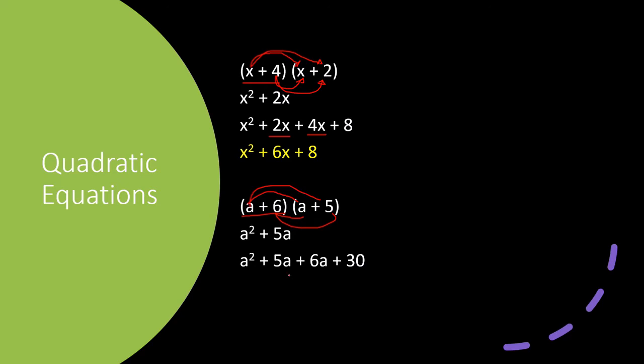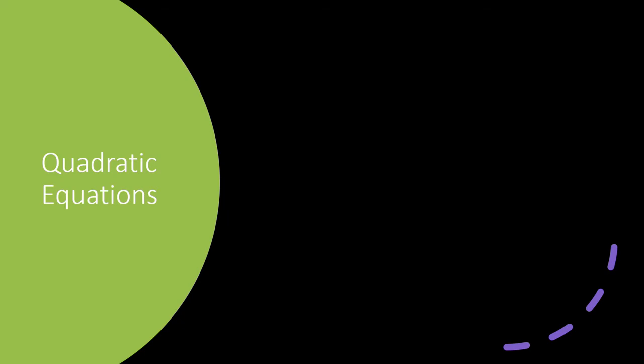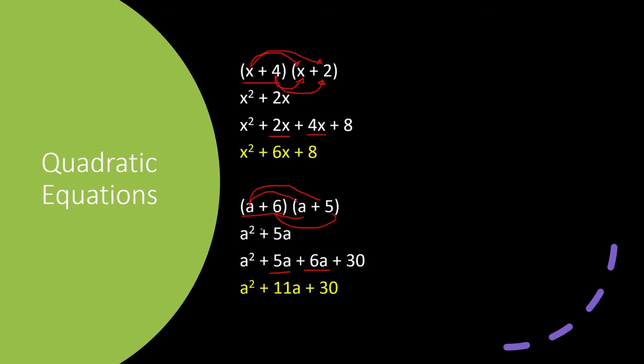Last but not least, I'm going to combine my like terms in here. So I'm going to combine these two. This is going to be equal to 11a, and therefore the result for my quadratic equation is going to be a squared plus 11a plus 30. Okay, my friends, very, very nice. Let us look at one more example right here. Another part of quadratic equations is that now we're going to go back from this to this result right here. So let us look at this example now.